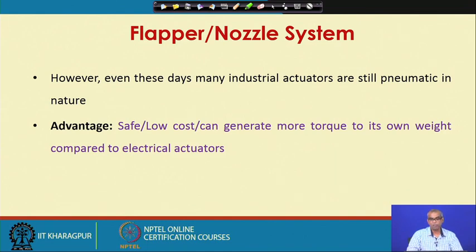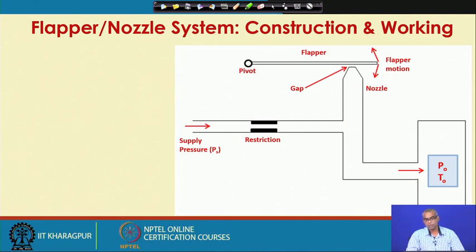The advantages of flapper nozzle system are that it is safe, low cost and can generate more torque relative to its own weight compared to electrical actuators. Disadvantages: its response is slow compared to electrical actuators. Now, let us look at construction and working of flapper nozzle system.